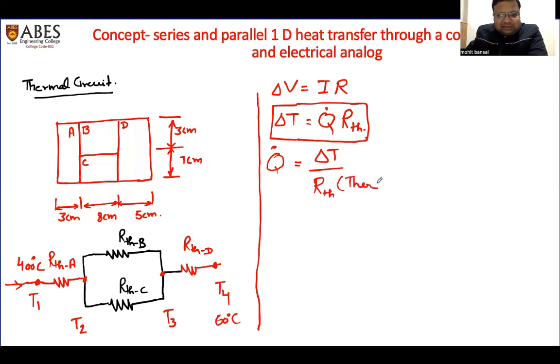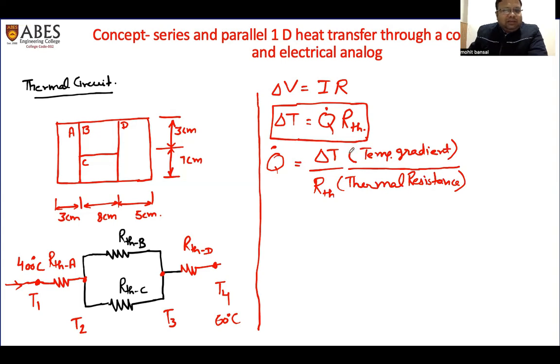This we can write as the temperature gradient over the thermal resistance. So this will help us a lot in solving the problems of composite wall, wherever the series and parallel thermal resistances will be there.